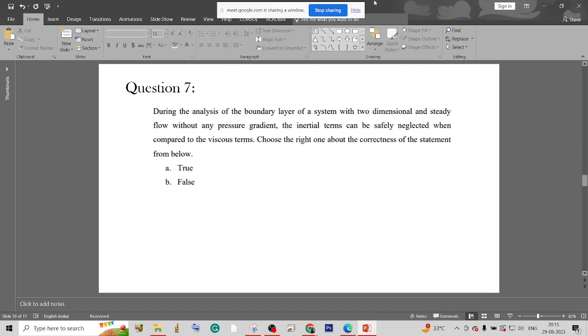If the Reynolds number is very low, like 1 or less than 1, at that time we neglect this. But it is not indicated here, right? So why would we neglect it? It would never be neglected, because the statement will be false.